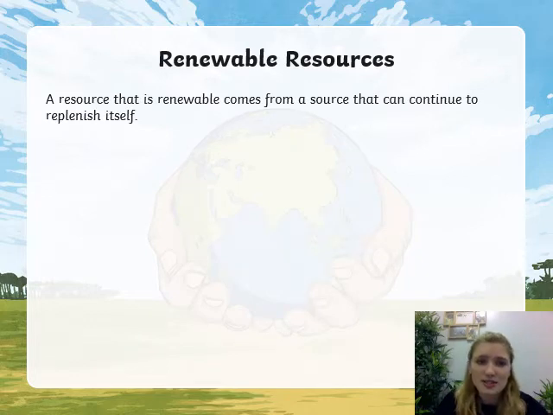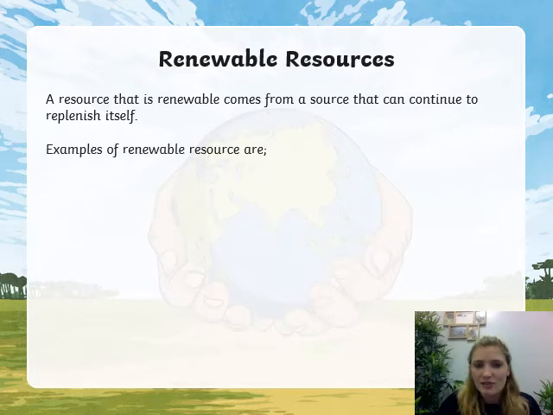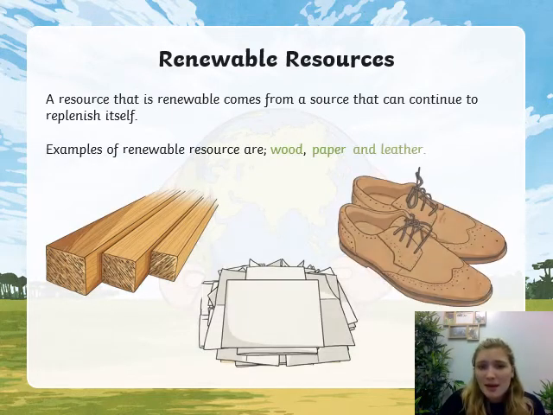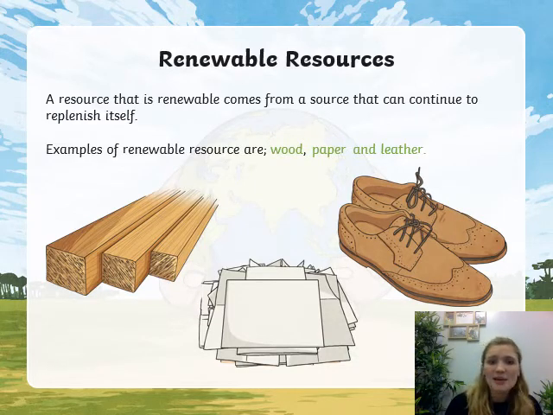So renewable resources. A resource that is renewable comes from a source that can continue to replenish itself, continue to keep making itself. So for example, wood, paper and leather, okay, these are renewable because we can keep planting new trees, and if we cut down trees we can plant new trees, and it's a continuous cycle, so we're able to continue to use wood and paper because we're planting more trees.